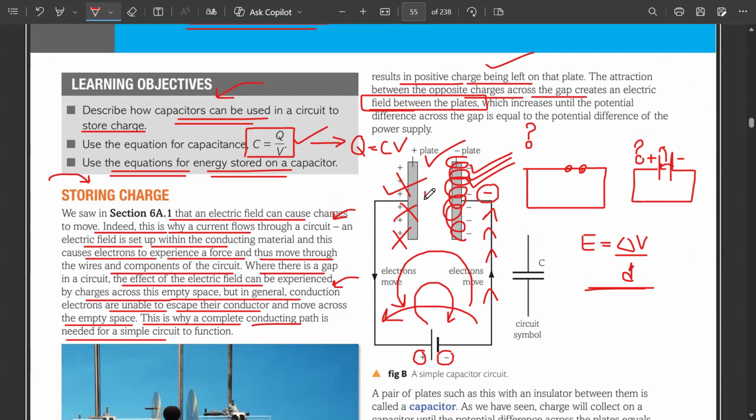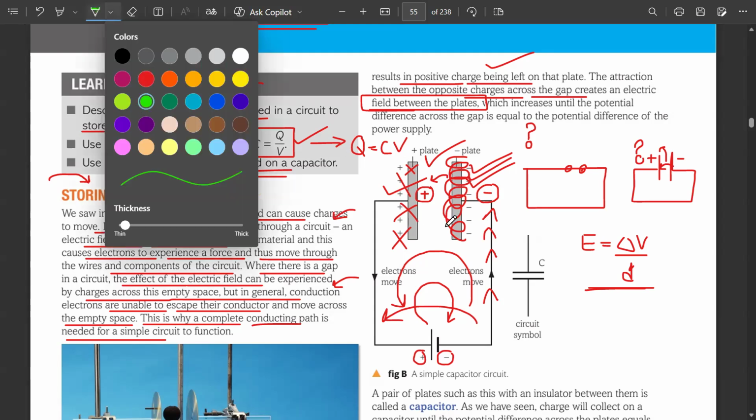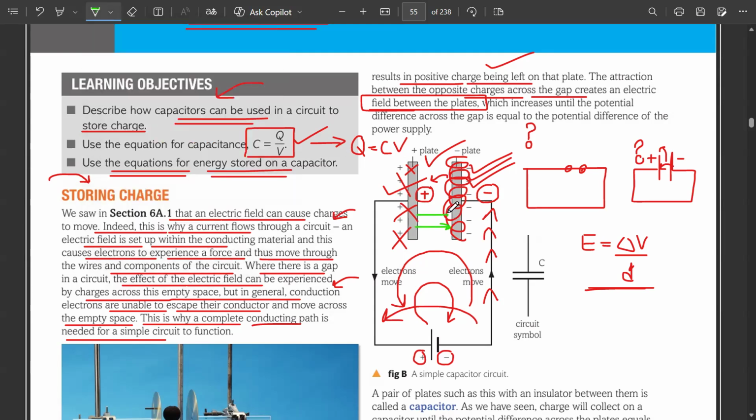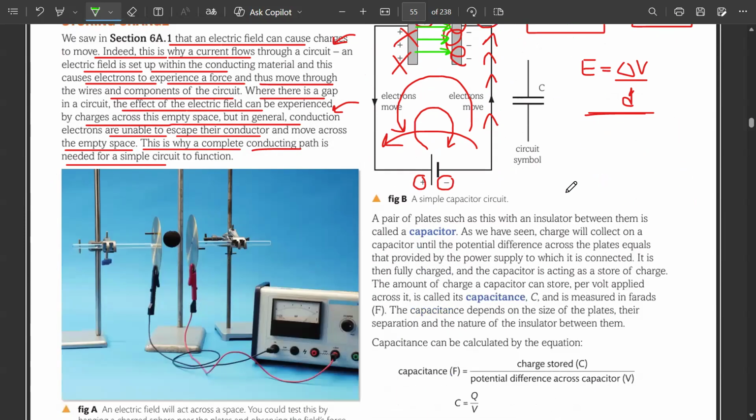And automatically, where there were no electrons, the plate became positively charged. Which plate? The other plate, where there were no electrons. Now, when one plate becomes positive, the other becomes negative. How is an electric field created? Look at this. This is how an electric field is created, because one plate is positive and the other is negative. And when the electric field is created, we have a potential difference in an open gap circuit.